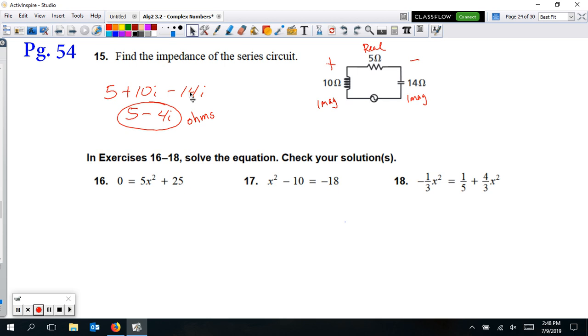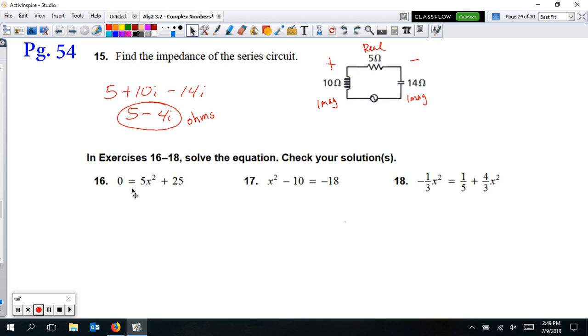It applies our complex numbers to a real situation. I mean, somebody who is an electrician, if you call them out, they know about this. You can ask them about complex numbers and ohms and things like that, and they should be able to tell you something about it. 16 through 18 now is saying solve the equation.